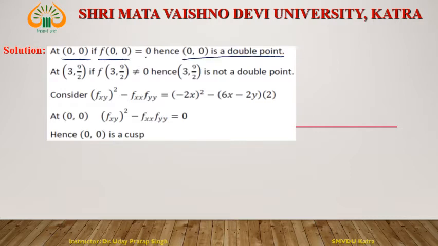Okay. (3, 9/2). f of (3, 9/2) does not equal 0. Hence this is not a double point.